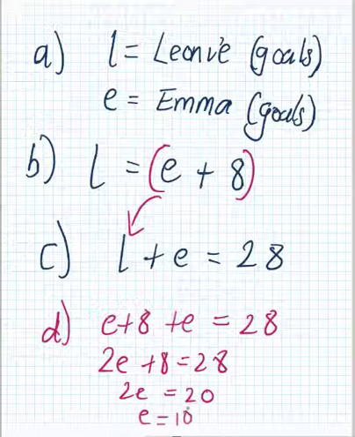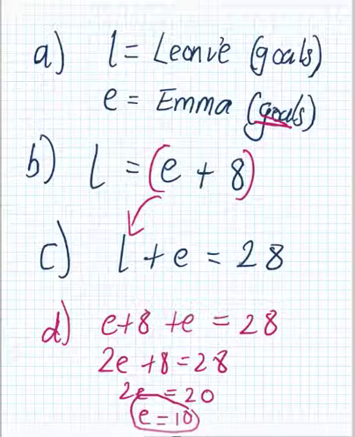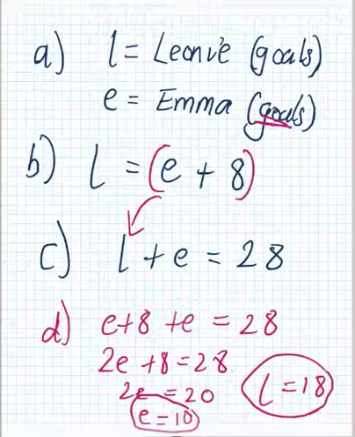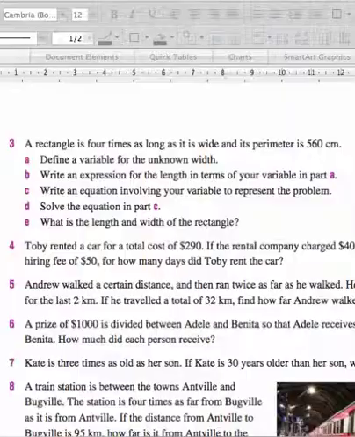And what does that E stand for? The amount of goals Emma scored. And there it is. It's telling us Emma has scored 10 goals. And of course, to find out how many goals Leonie scored, sub it into equation B. Instead of E, if we had 10, 10 plus 8 is 18. So Leonie would have scored 18 goals. And to double check, 18 plus 10, do we get a total of 28? Yes, we do. So then write your final statement, which will be, therefore, Emma scored 10 goals and Leonie scored 18 goals.